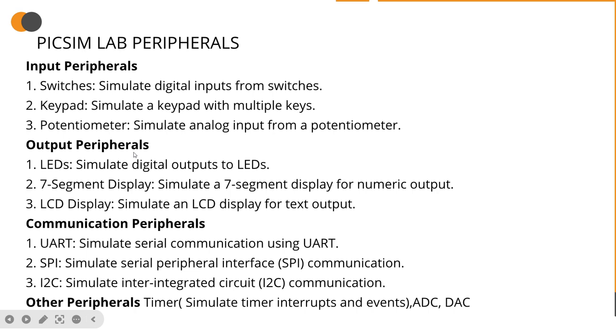The output peripherals give us the output signal for the user, like LED simulators, 7-segment displays and LCD displays. LEDs are used for blinking, such as giving signals for trains. 7-segment displays are used in places like bus stations and railway stations to show which trains come and at what times they go. An LCD is a liquid crystal display for text output.